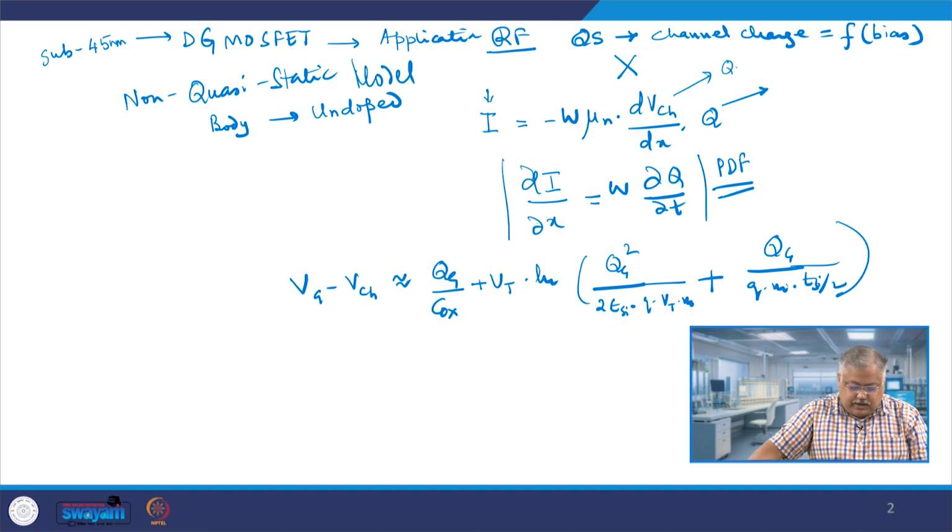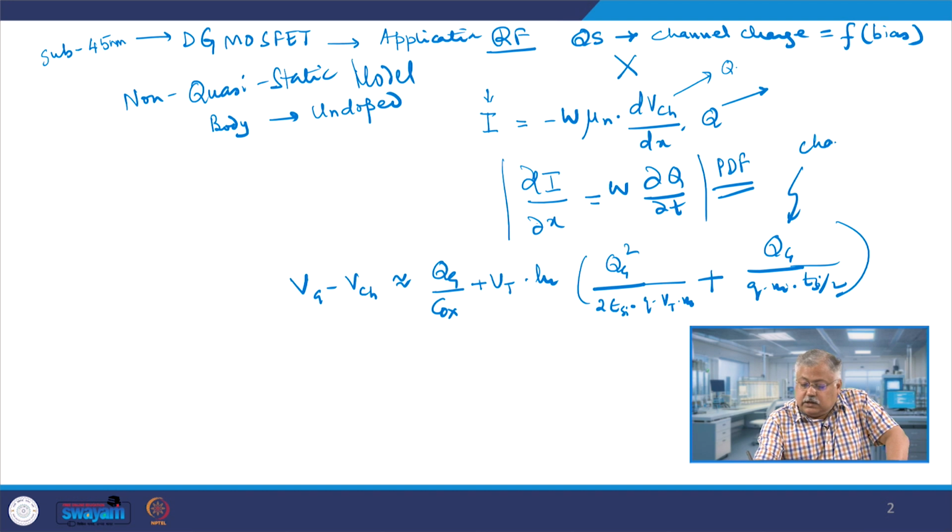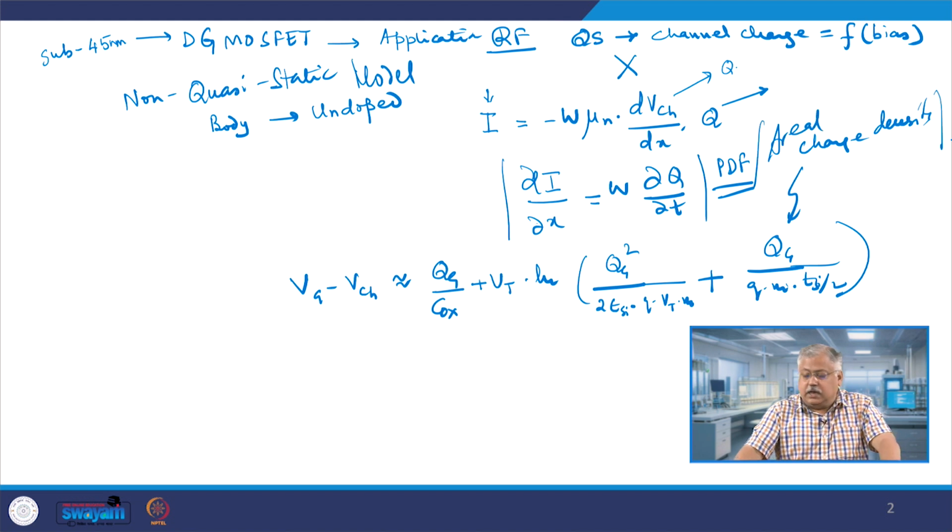This is clear, where Qg is the charge density per unit area. This is the areal charge density, basically areal, so per unit area comes into picture. So, this is the areal charge density which you see, and this areal charge density sort of correlates to the quasi Fermi level in the channel. So, Vg minus Vch is the effective voltage available in the channel, and that is related to this value of Qg. Now, you see you have a Qg squared term coming into picture, adding nonlinearity into the system.